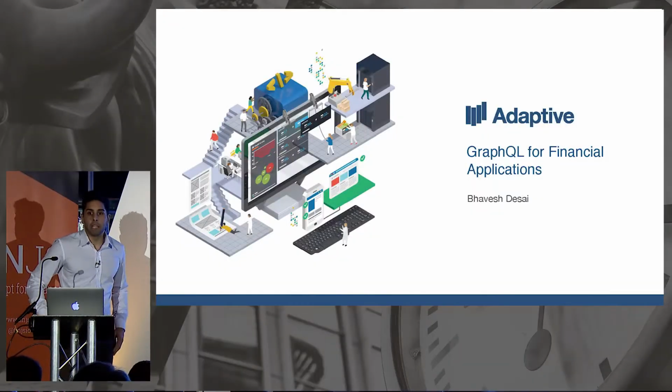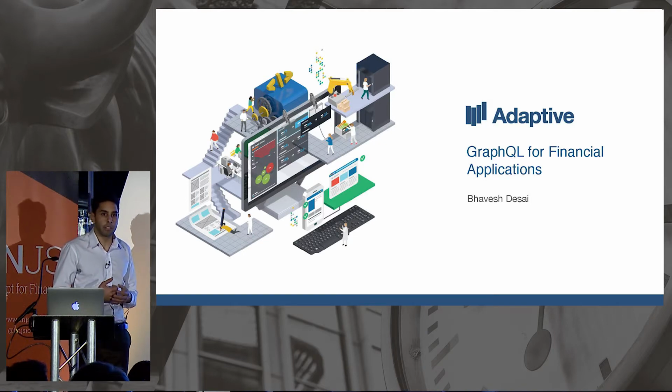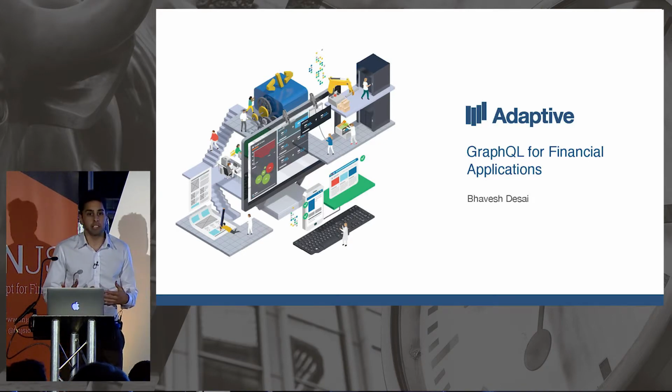My name is Bhavesh Desai, and I head up UI development at a company called Adaptive. Adaptive is a software consultancy, and we specialize in building applications for the financial services sector.